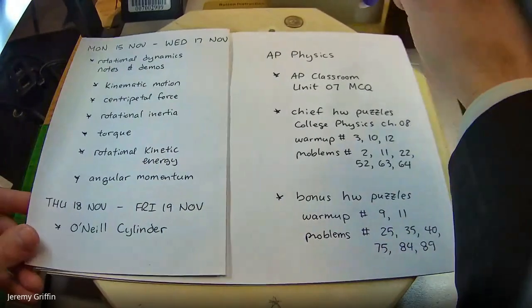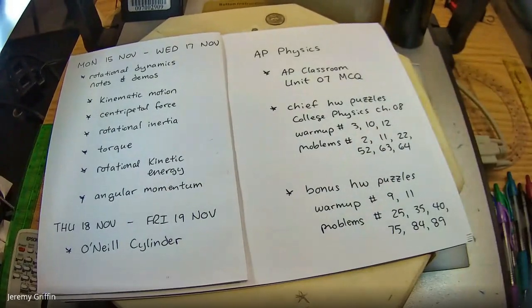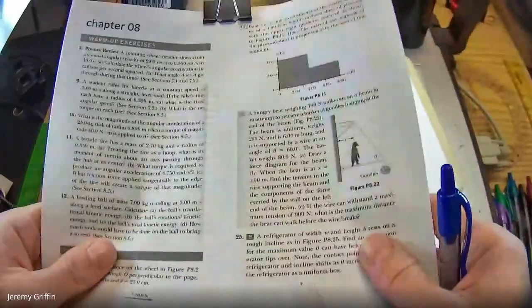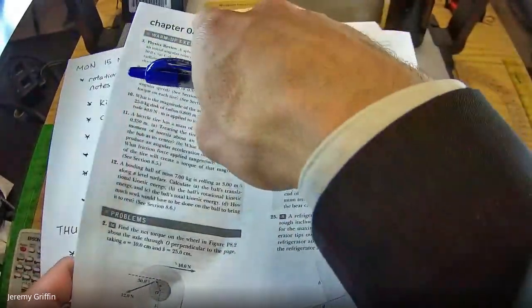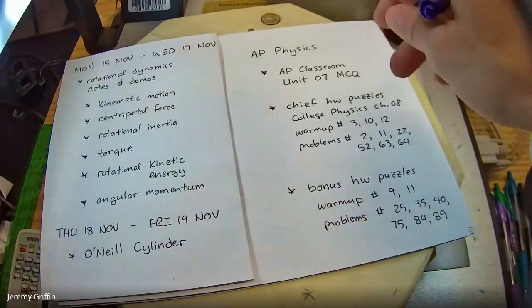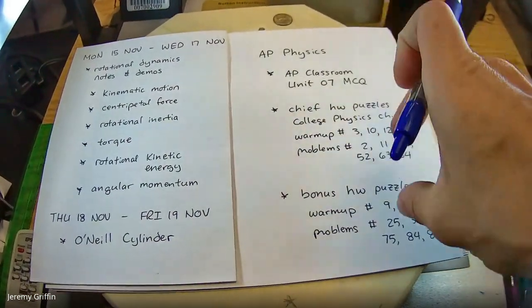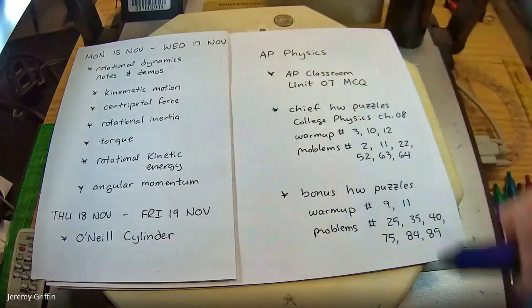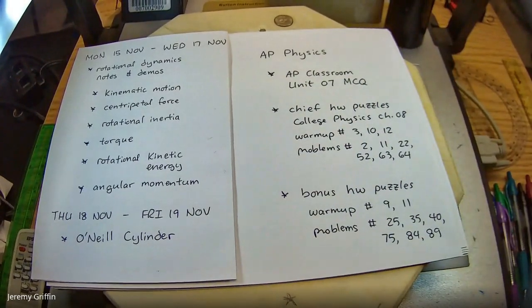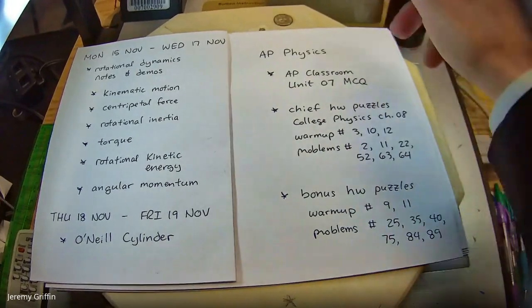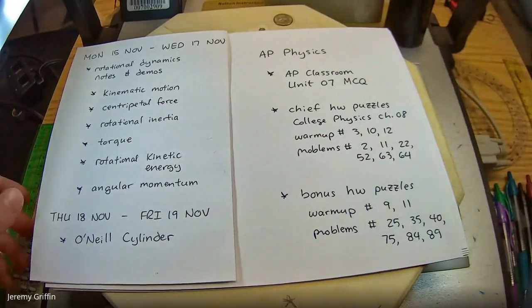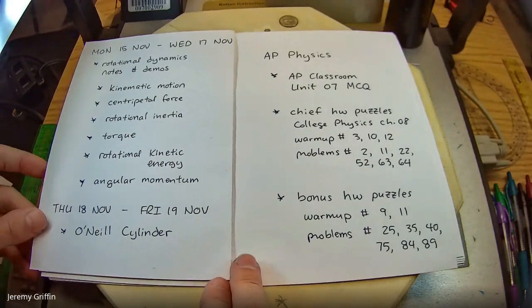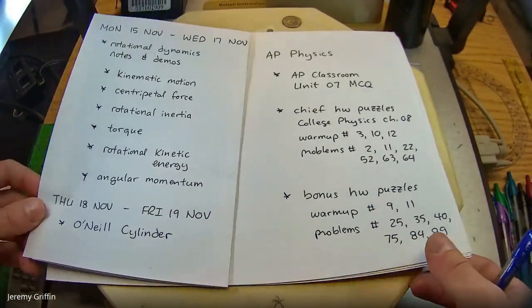Right. So you AP Physics students have a new homework page clipped to the front of your desk. It says Chapter 8. I've got main homework problems for you and some bonus problems. Also, you have an AP Classroom Unit 7 multiple choice. None of this is going to be due for quite a while because we have a whole Thanksgiving week break coming up pretty soon.